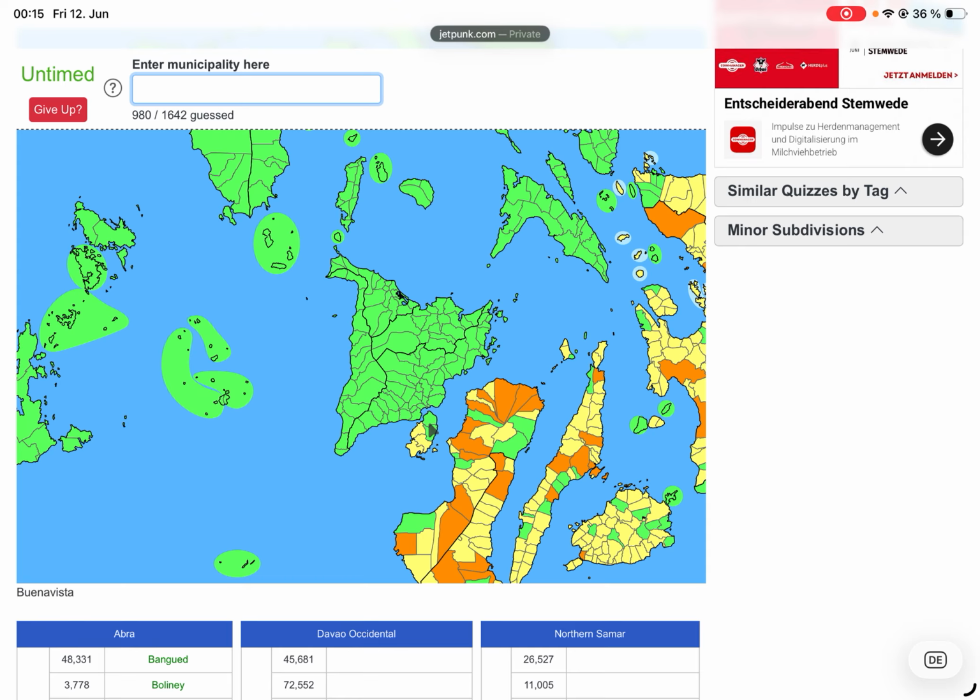And then the last part of Western Visayas is this small island right here called Guimaras. And the capital of Guimaras is Jordan. And we already named Buenavista in the top here and San Lorenzo, this one. So what's left is Sibunag and Nueva Valencia.